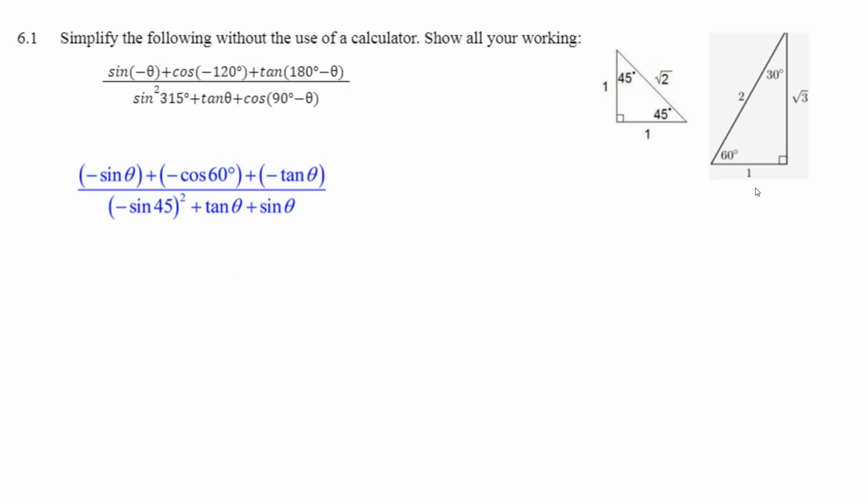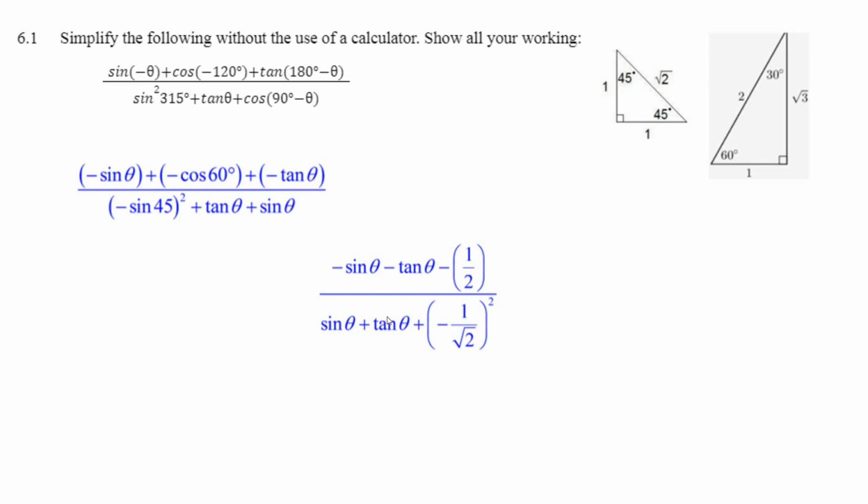Well, the cos of 60, what is that? Well, that's 1 over 2. And the sine of 45 is 1 opposite over hypotenuse, 1 over root 2. Well, that's the next step. Instead of cos 60, put in a half, so it's minus a half. Instead of the sine of 45, put in the negative of 1 over root 2, but that just turns into a half.